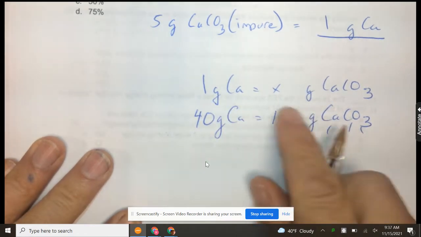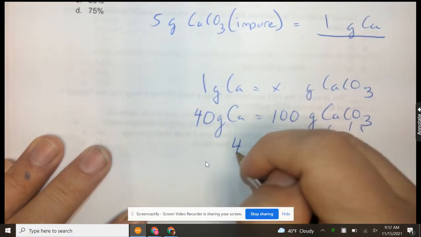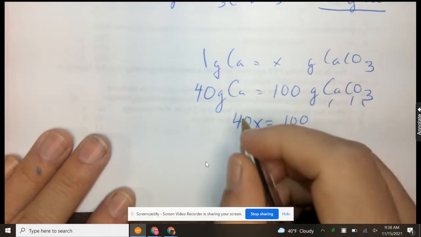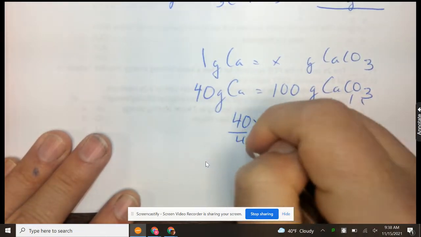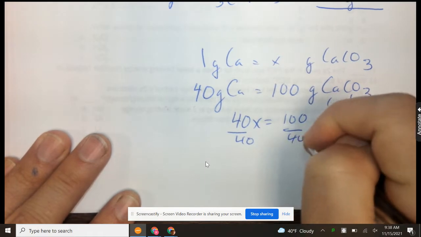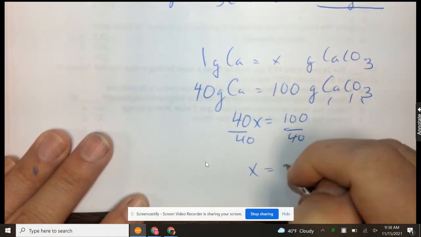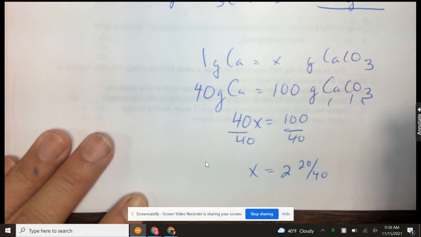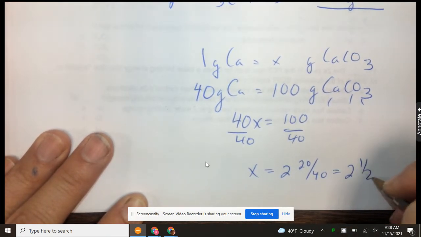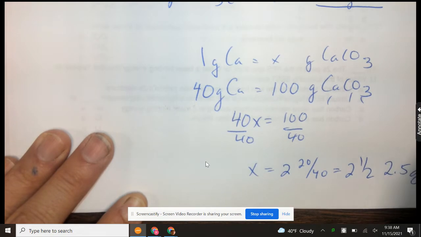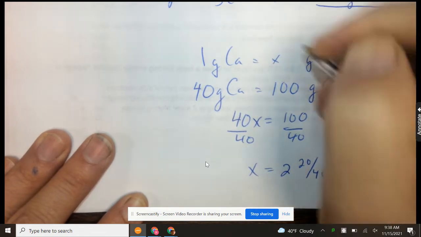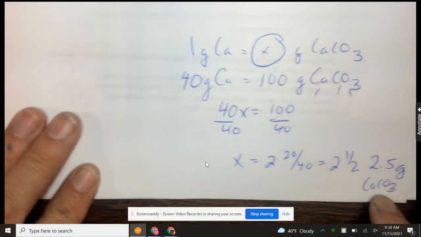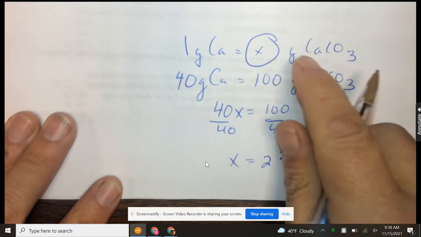So I'm going to put this and cross multiply. So 40x is equal to 100. I'm going to divide both sides by 40. So that goes in there 2 times to give you 80, and you'd have 20/40ths left over, which is 0.5, or 2.5 grams of calcium carbonate. So I've solved for x: 2.5 grams of calcium carbonate.